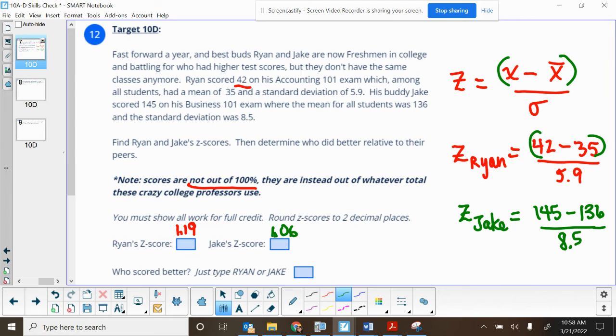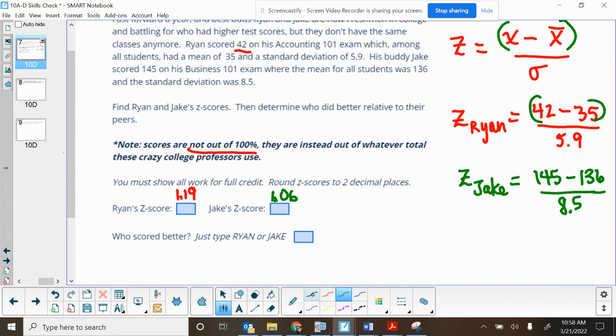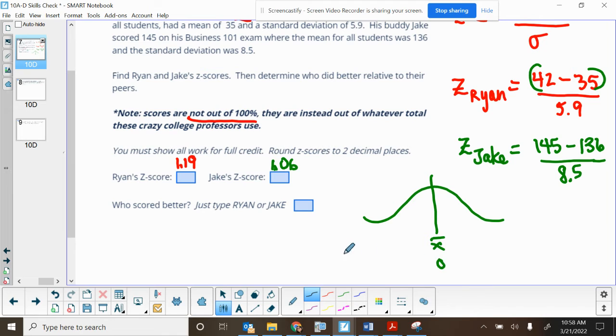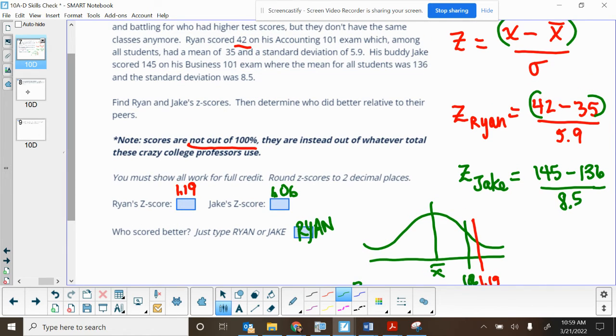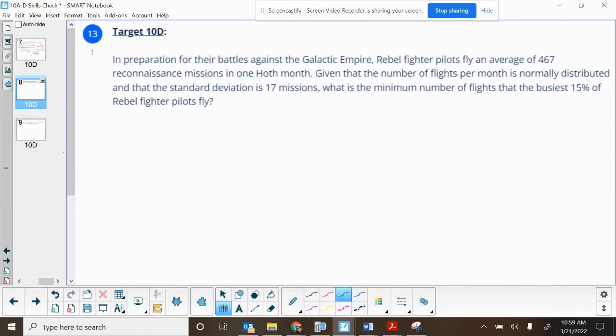And so who did better? If you look at where a z-score falls on a curve, if you look at this being the mean, and if we talk about z-scores just being like this, then Ryan would be a little past 1, and Jake would be a little less past 1. So Ryan, in this case, did better. Okay, so I didn't have to draw the curve, but I just did it to show you where they would land. Now for the next two, you will have to draw the curves.